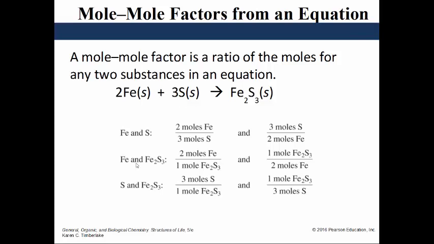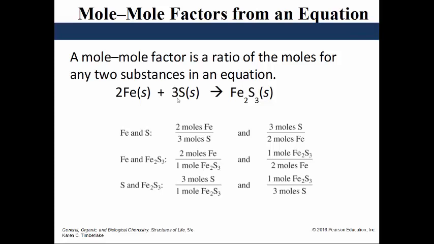Right, comparing iron, and then Fe2S3, for every 2 for iron, you get 1 mole of this whole thing, Fe2S3. If you're looking at it the opposite way, 1 mole of this, because there's an understood 1 here, is equivalent to 2 moles of iron. And lastly, sulfur and Fe2S3, for every 3 of this, there's 1 of this. And for every 1 of this, there's 3 of this. All you're doing is writing a ratio of the coefficients for that compound, or for that element.